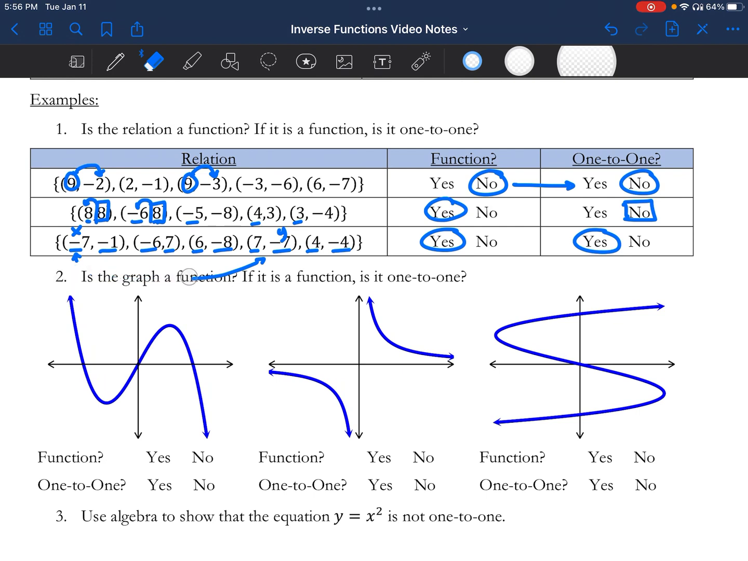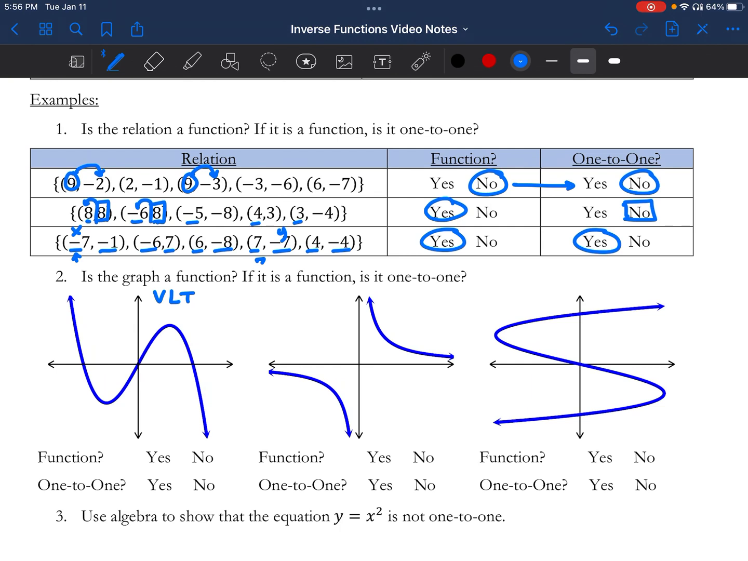Now on to example number 2. Again, it says, is the graph a function? If it is a function, is it one-to-one? So I'm going to follow the same process here, only this time I'm going to refer back to those tests. So the first one is, can I pass the vertical line test, also known as VLT?